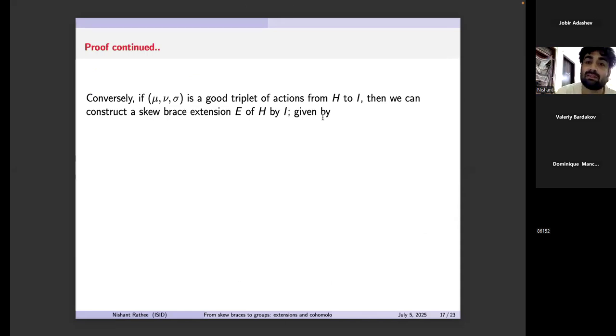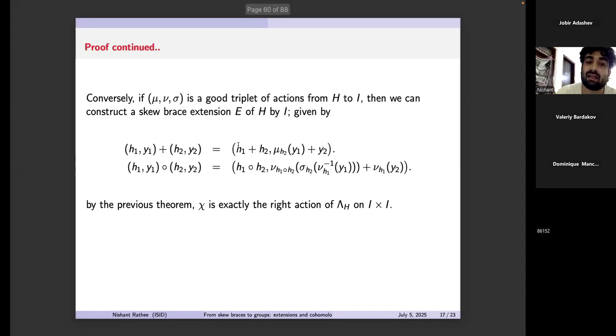So if you have a good triplet of actions from H to I, then we construct a skew brace extension E of H by I. This is something we have done in our first paper, and explicitly the extension is given by this formula. The additive group of this extension is defined by this formula, and the multiplicative group is defined by this formula. Actually, we have taken the two cocycles to be zero.